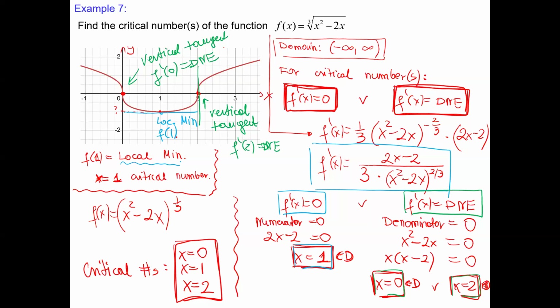Please know the extreme values, what kind of extreme values we have, and the definition of a critical number.